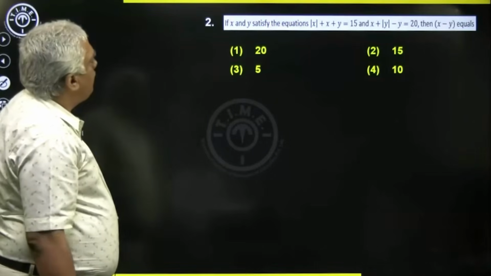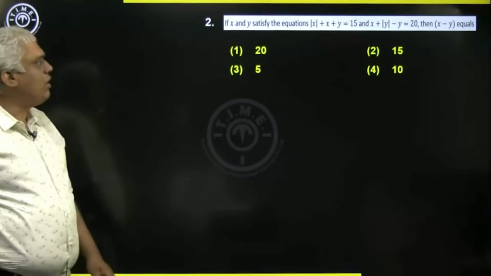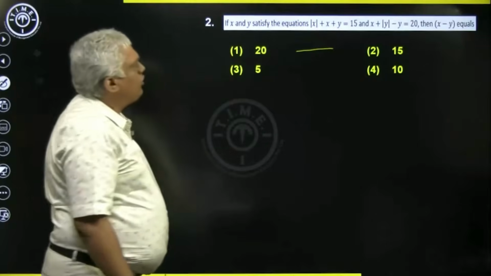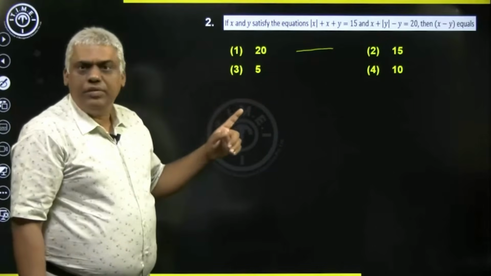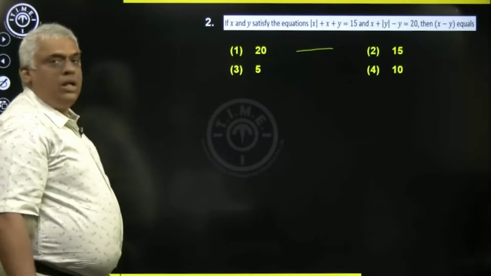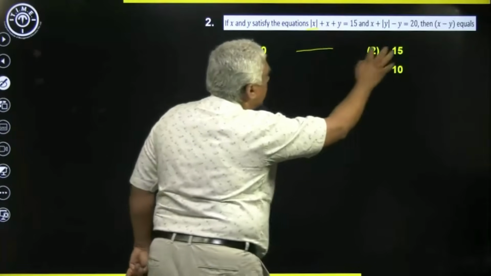If x and y satisfy the equations |x| + y = 15 and x + |y| - y = 20, then find the value of x - y. Now, you see the main problem here is |x|, and here |y|.